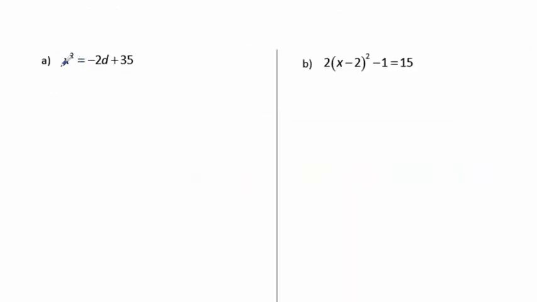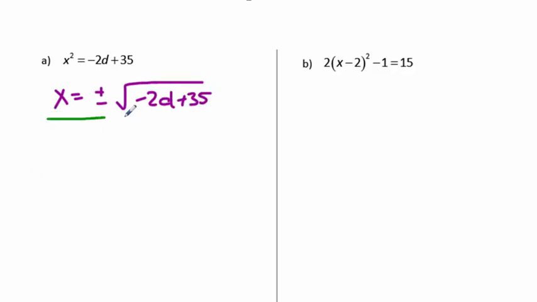In example A, I want to solve this. I've got my perfect square by itself. There are no other x's, so I'm going to use the square root method. So this one's going to be x equals plus or minus the square root of negative 2d plus 35. Now I also want to do this one. This equation might be a typo. So what if we change it to x squared equals negative 2x plus 35? That probably should be an x right there.